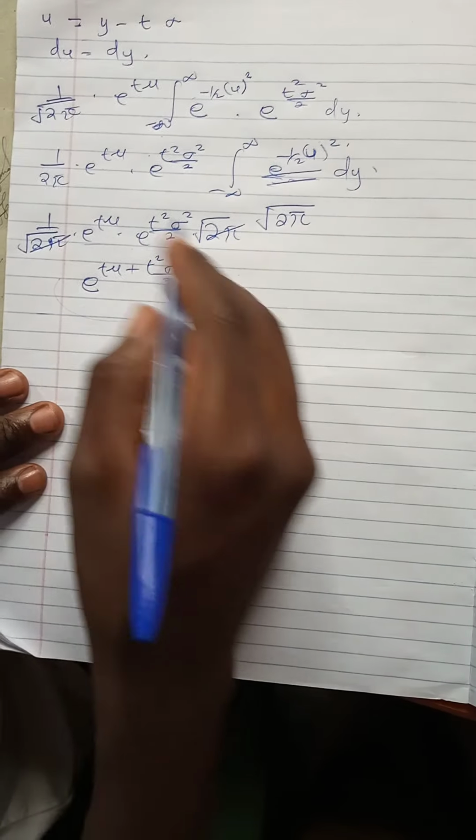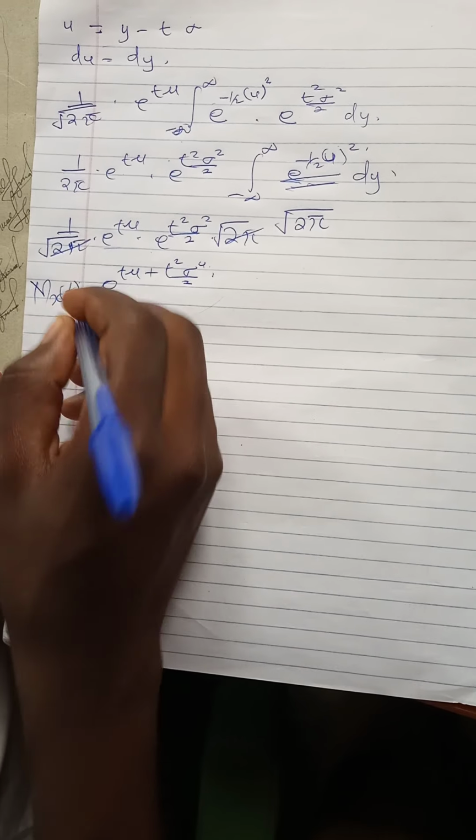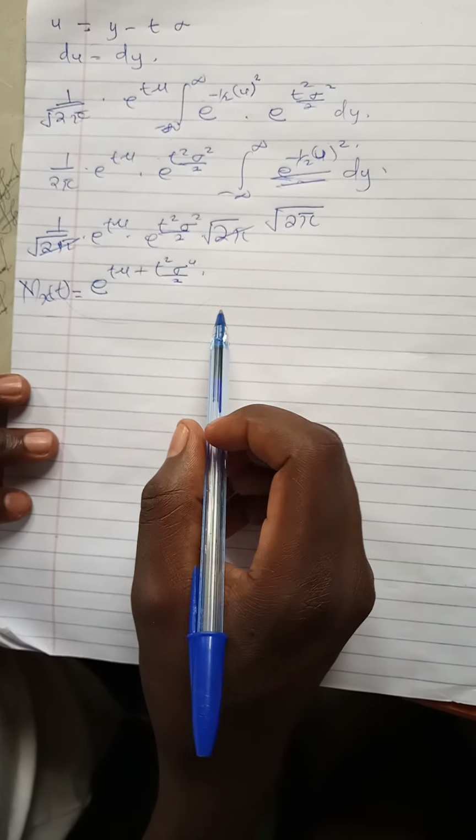So we are going to use this now as our moment generating function to find the mean and variance in our next video.